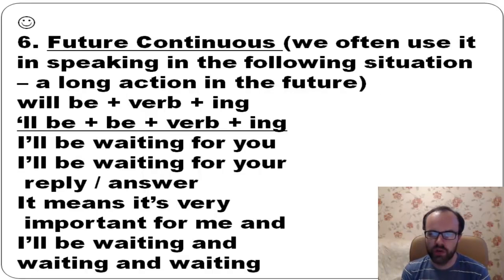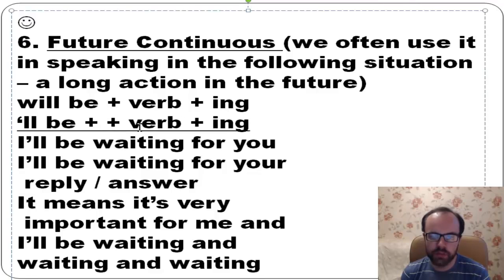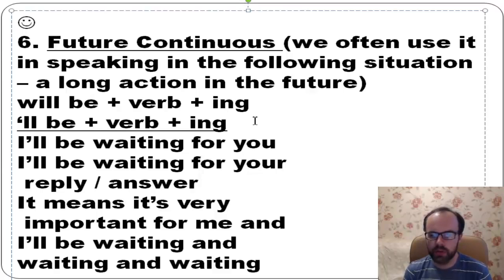Future continuous. We often use it in speaking in the following situation. So a long action in the future: will be plus verb plus ing. I'll be waiting for you. I'll be waiting for your reply. I'll be waiting for your answer. It means it's very important for me, and I'll be waiting and waiting and waiting.